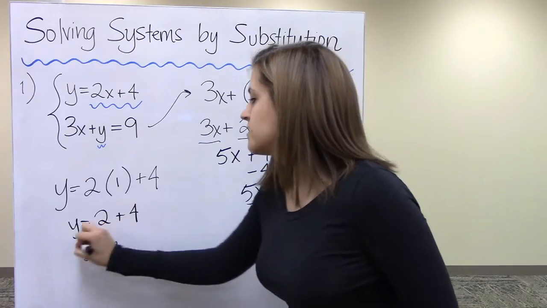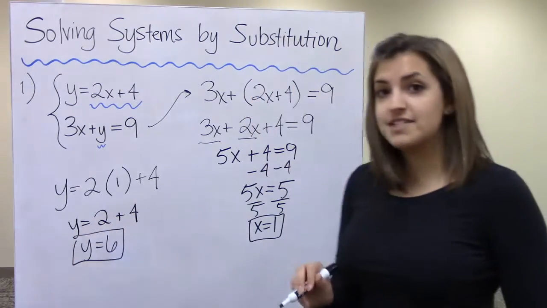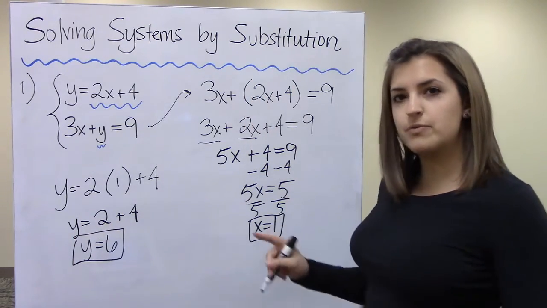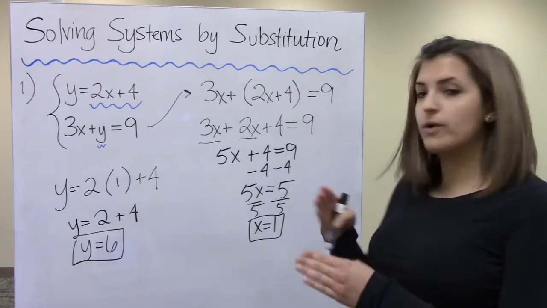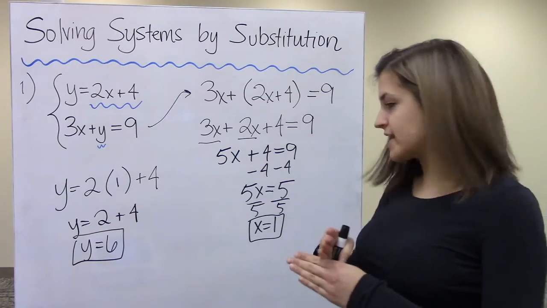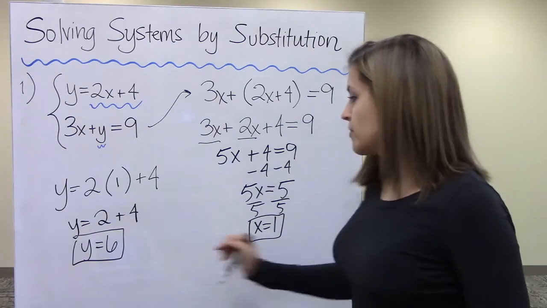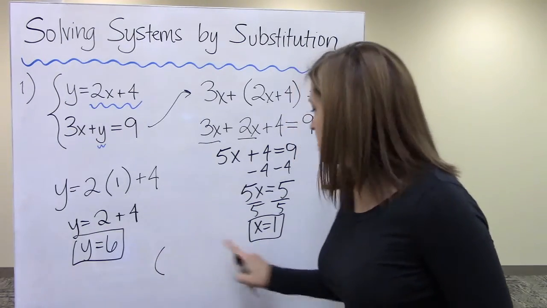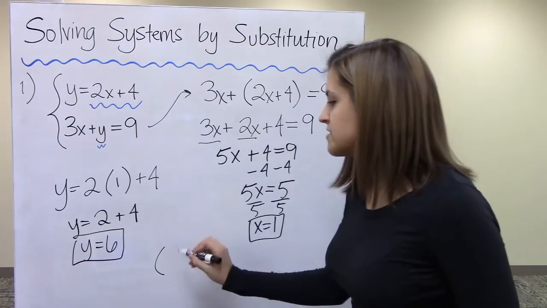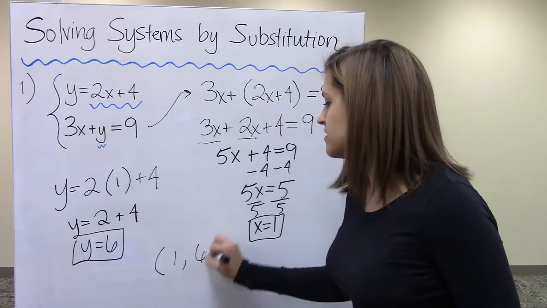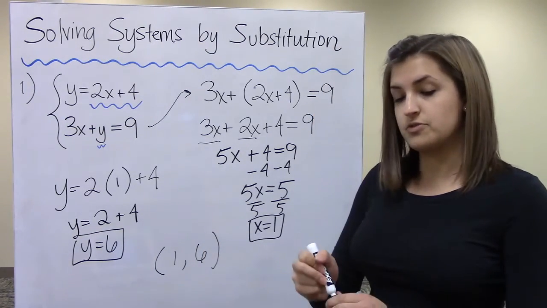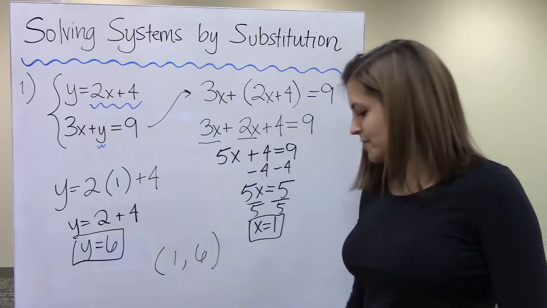equals 6. So I've solved for both x and y, and if you remember, when we graphed, we would find a point where two lines intersected. This represents the coordinates of that point. So we would express this as x equals 1, y equals 6. So that's the point 1, comma 6. And that's our solution. Let's go on to another example.